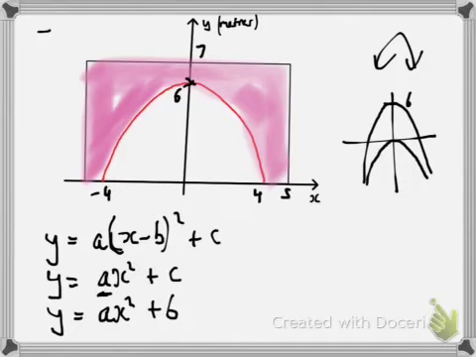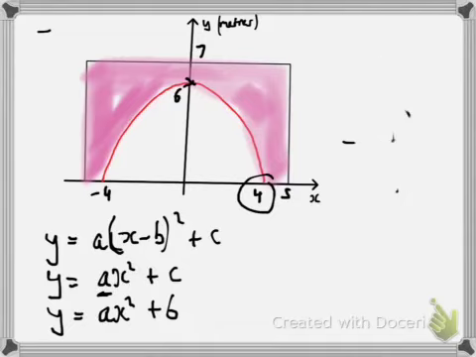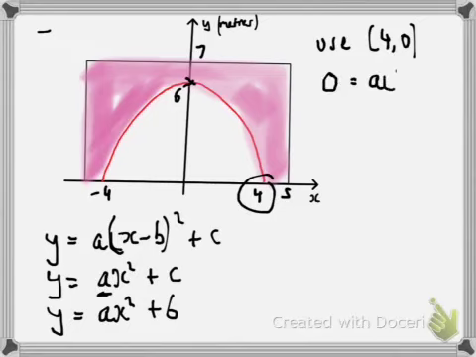Now, how are we going to go about finding a? Remember, we use one of our points, and one that we can use here is this point here. I'll just clear off this so we've got a bit more space. We're actually going to use the point 4, 0. Try it yourself with other points and see how they go, but sometimes those x-intercepts are good ones to use, because if I put 4, 0 into the equation, I get 0 equals a times 4 squared plus 6.